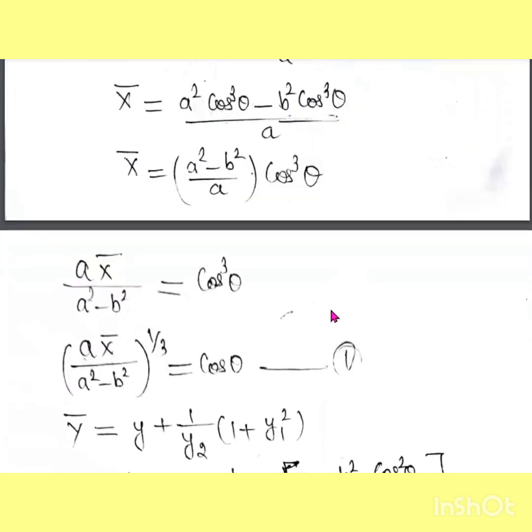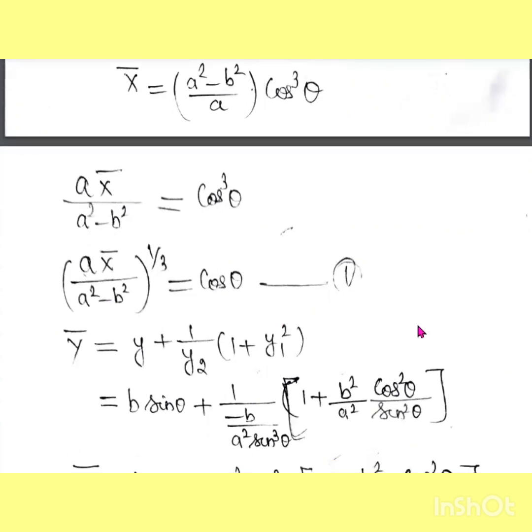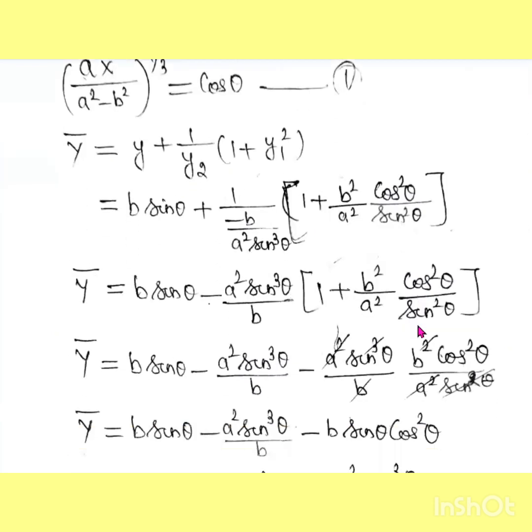Taking the cube root on both sides, (A x bar divided by A square minus B square) power 1 by 3 is equal to cos cube theta power 1 by 3. The cube and the 3 cancel, so cos theta. So (A x bar divided by A square minus B square) whole power 1 by 3 is equal to cos theta. Take this as equation number 1. Next, you have to find y bar.